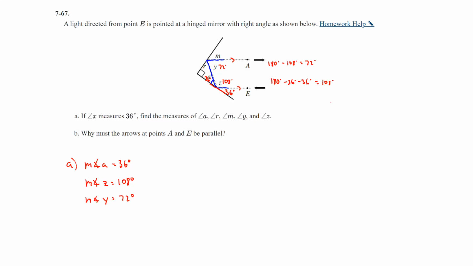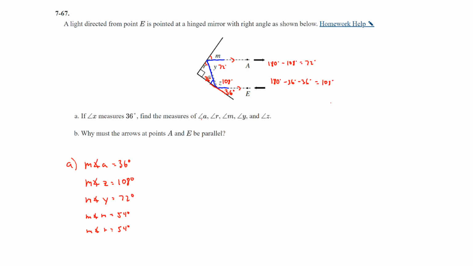And then the value of M and R, for the same reason A and X should be the same. These two should be congruent. So if you take 180 minus your 72, you're going to get 108. Then you divide that into two equal parts, and that would be 54. So we have the measure of angle M equal to 54 degrees, and the measure of angle R equal to 54 degrees.